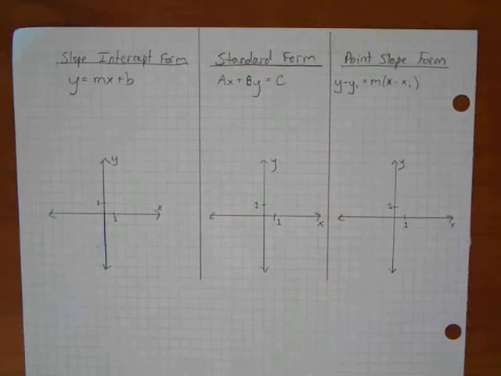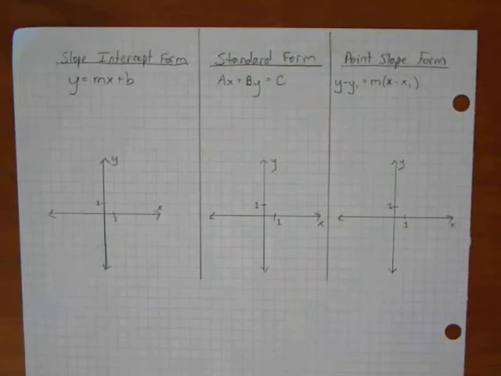In this video we're going to differentiate between three different forms that lines can be in and some of the useful things that these forms can do for us. So as you can see, we've got these three forms up here: slope-intercept form, standard form, and point-slope form.